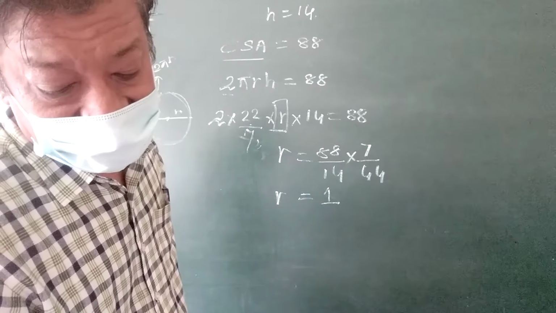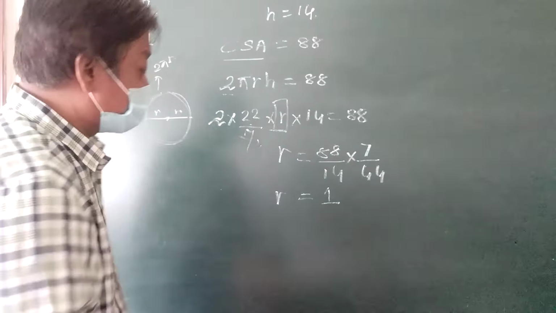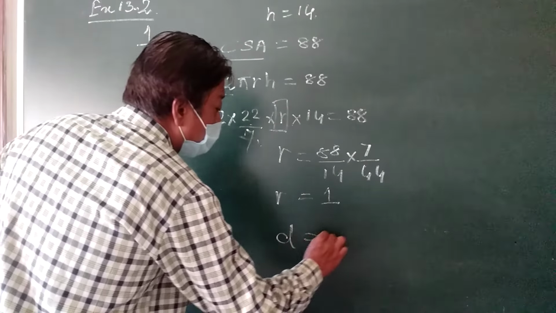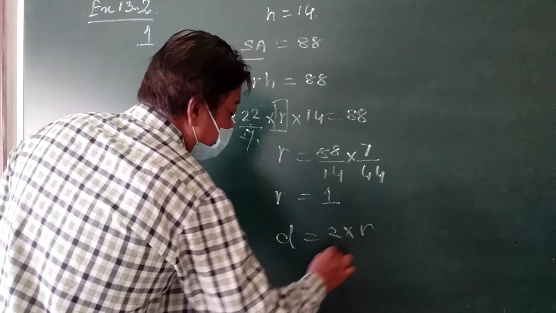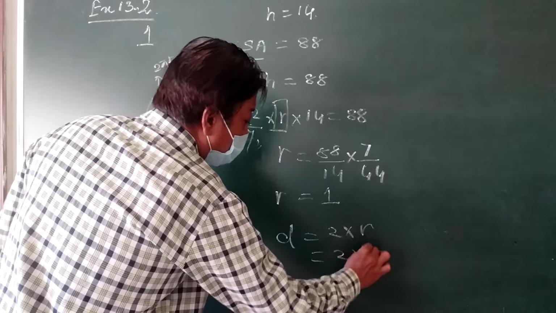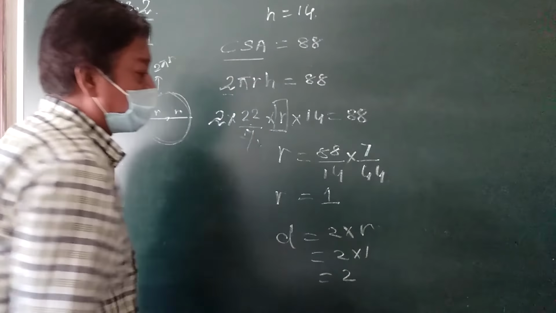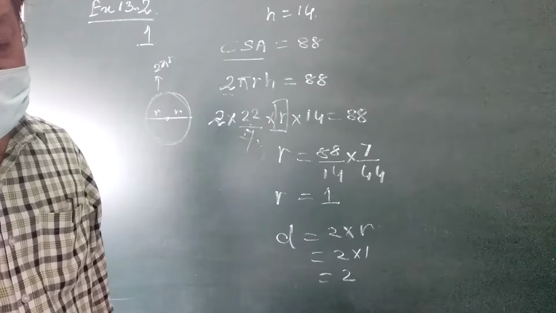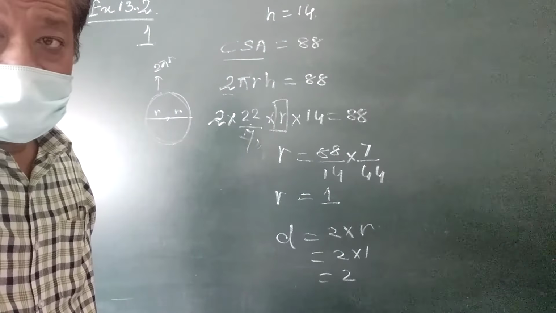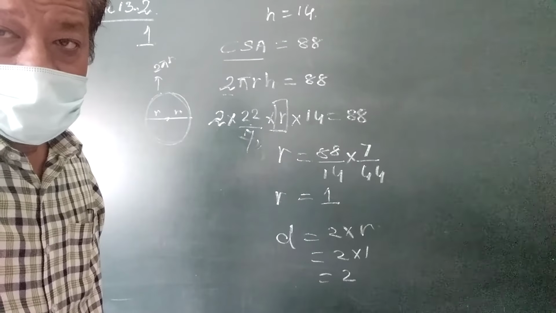Now we have to find the diameter. What is diameter? D is equal to 2 into r, which is equal to 2 into 1, which is equal to 2. Your diameter is 2. Now we will proceed to question number 2.